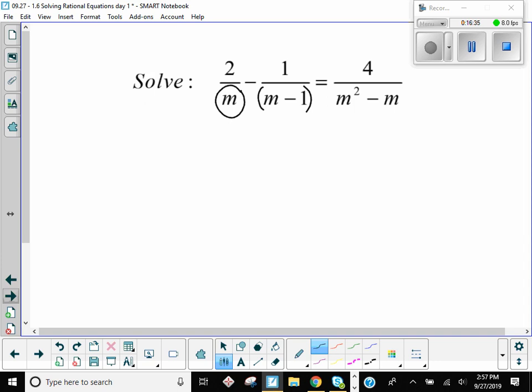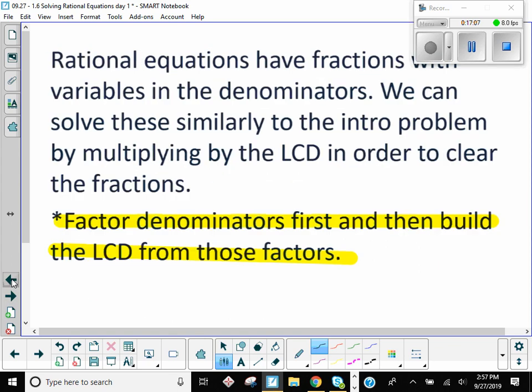This is a GCF problem. What do they have in common? M. So even though it has a minus, and I said here that it can be factored, the minus doesn't necessarily mean nothing can be done to it. This one has a GCF, so it's m times, and then what's left inside. After you divide m out, what do you have? Minus 1. Okay. So we just factored it. So then, going back to that highlighted part, factor denominators first. Okay, we did that. And then build the LCD from those factors.